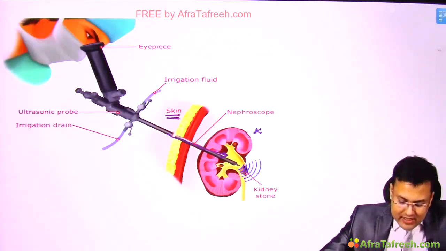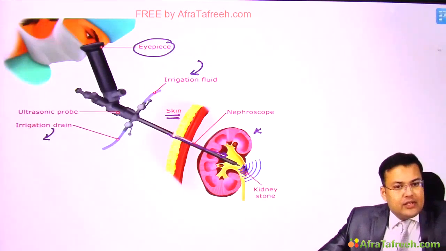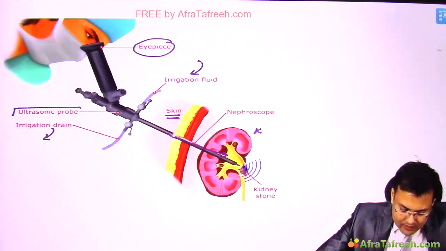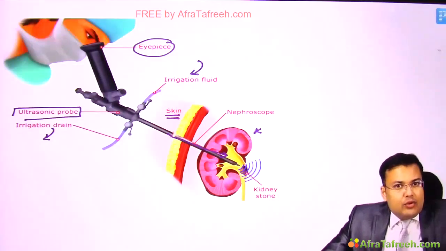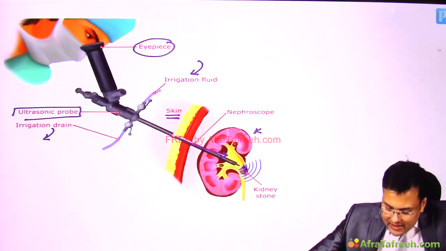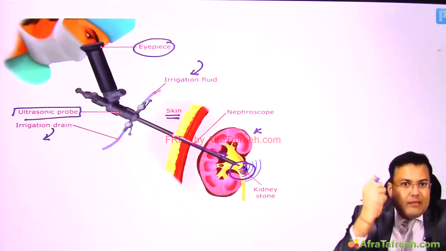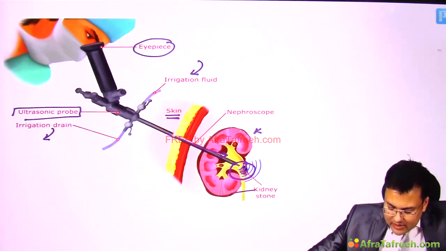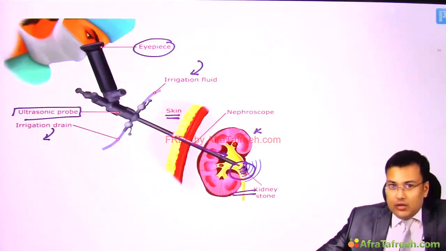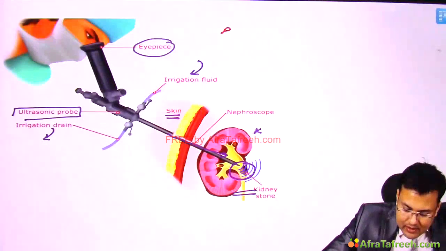Nephroscope. And here you can see that this is nephroscope, in which there is eyepiece, there is a channel for irrigation, there is a channel for draining the irrigation fluid, and there is ultrasound probe. Clear? Now what we are going to do, we are going to create a track from the skin to the kidney. We are going inside the kidney, we are going to break the stone, and after breaking the stone, what we are removing? The fragment of stone. It means here distal obstruction is not a contraindication. Okay, so see, in detail we are going to discuss PCNL, percutaneous nephrolithotomy.